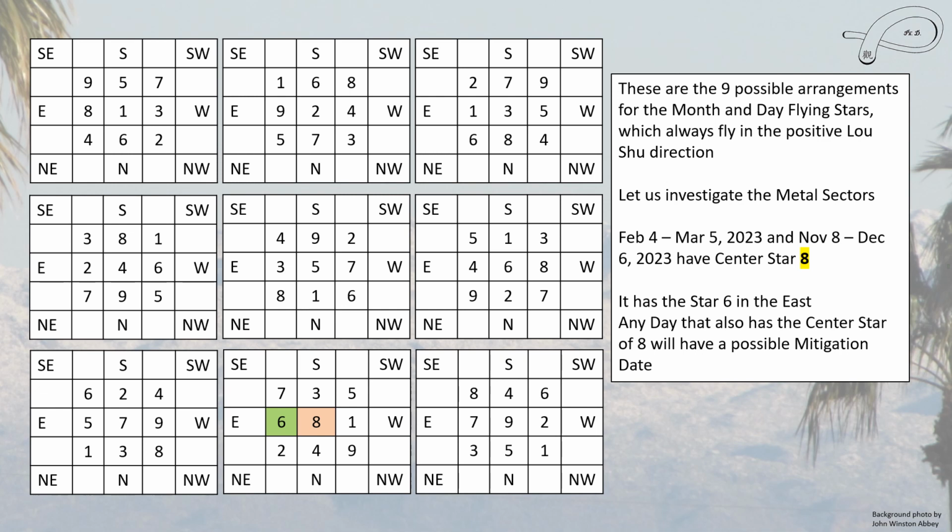Now, I'm going to focus on the east just because I picked a sector to focus on. And so this means that during this month, February, the beginning of this Chinese solar year, and also near the end of this Chinese solar year, we have the center star being 8. So we have 6 in the east. So these 2 months, if we have the day star also have 8, it will also have a 6 in the day. So that will be a double 6, and that will be a date that you can use.